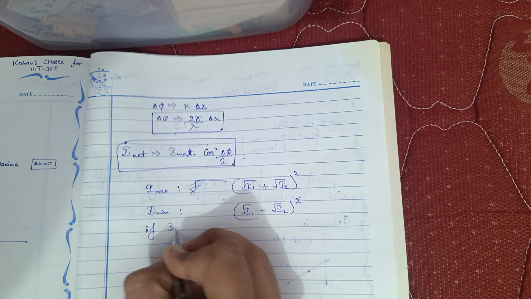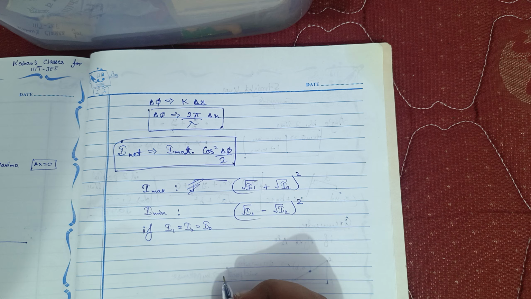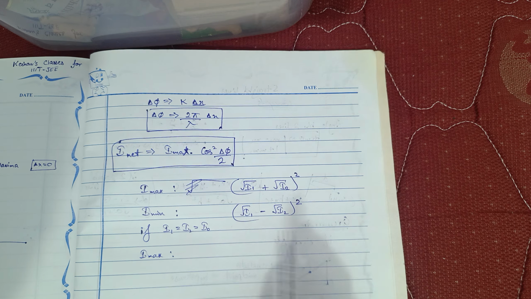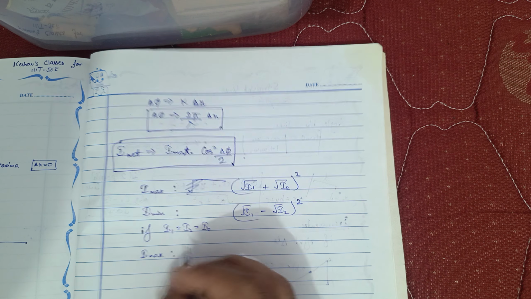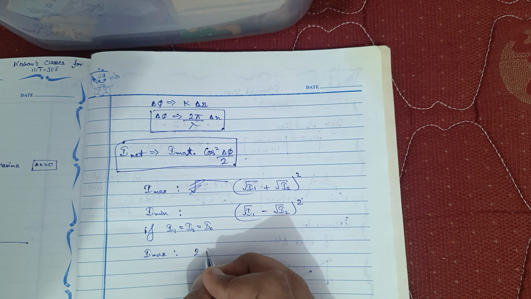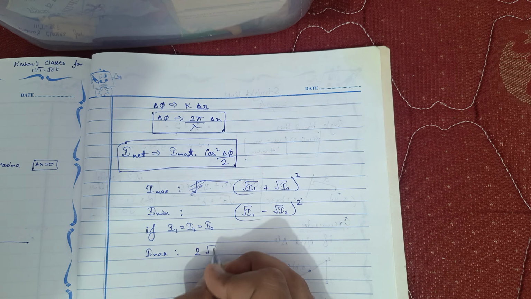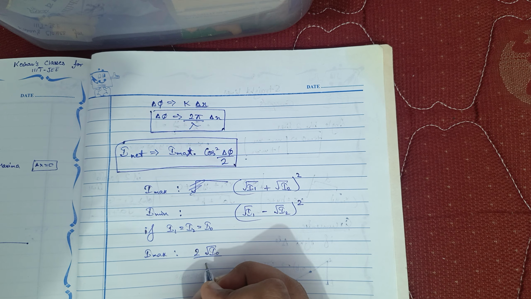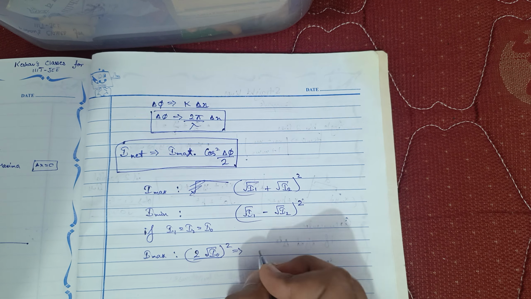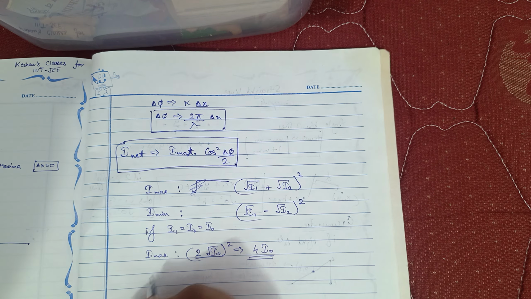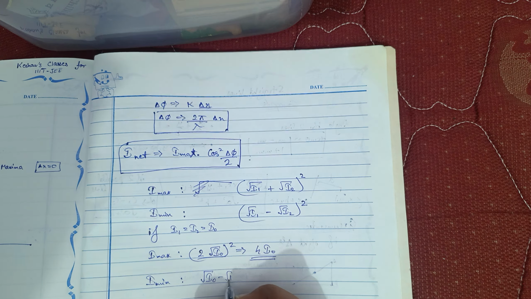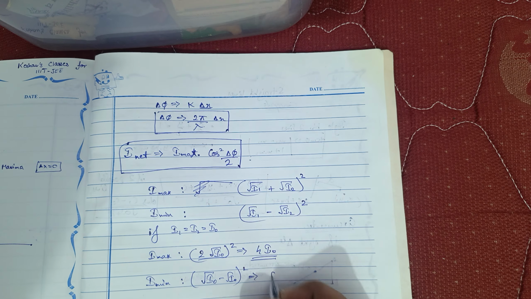If I1 equals I2 equals I naught, then what is I max? Many of the questions ask the ratio of I max upon I minimum. So see, if I1 and I2 are the same and equal to I naught, it becomes 2 under root I naught, whole square. So from here you'll get the formula of I max and I minimum. If you subtract them, you get 0. I minimum is 0.